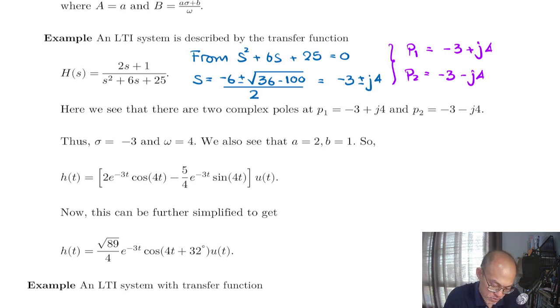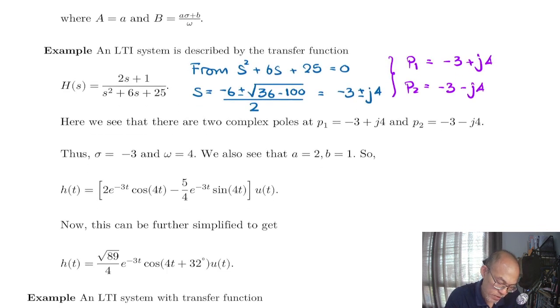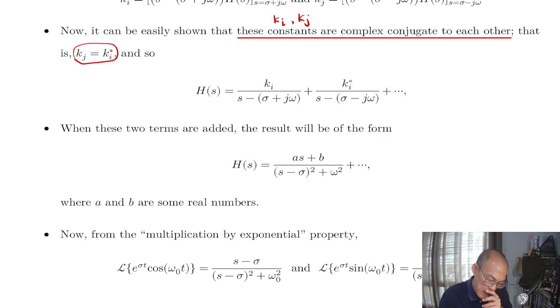Okay, so after we have this, I pick P1 as our principal pole. Okay, you could pick either one. You could pick P2. The result will always be the same. I am now just simply picking P1. So I have sigma, which is the real part of P1, and it is minus 3. And omega is the imaginary part of P1, and it is 4. Okay, and so I could use this formula.